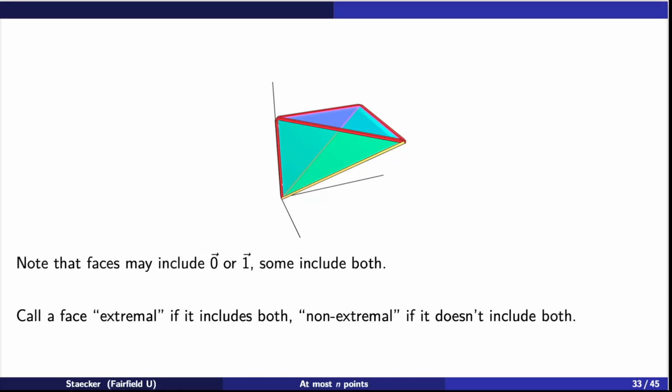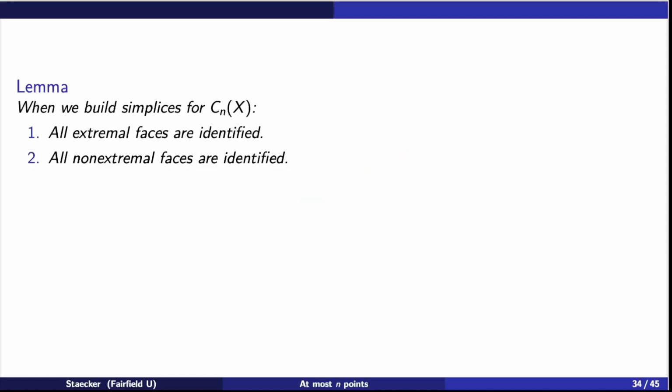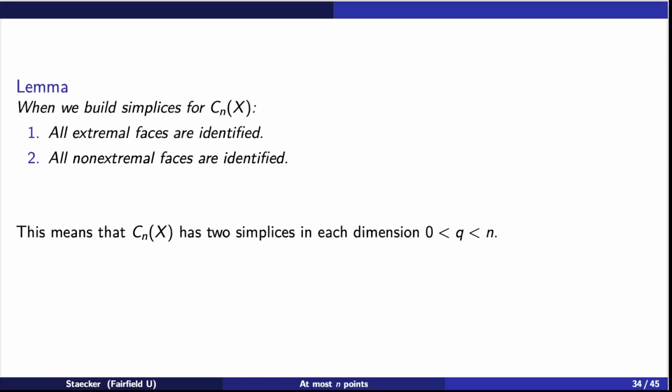And then it's not so hard to work through the combinatorics here. It turns out when you do this identification of various faces, all of the extremal faces get identified and all of the non-extremal faces get identified. And these are the complete description of all of the identifications you get in this complex. And so what that means is that as a simplicial complex, you get 2 simplices in each dimension. There's the extremal one and the non-extremal one. Apart from the top and the bottom dimension, where there's only one because there are edge cases.